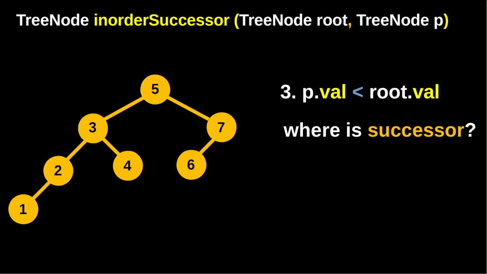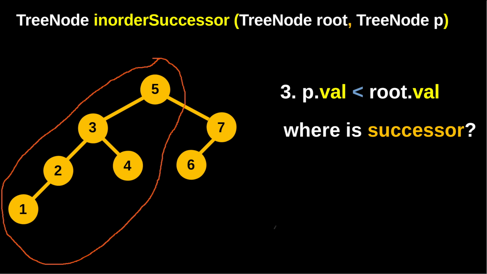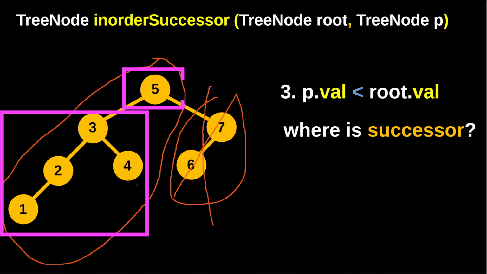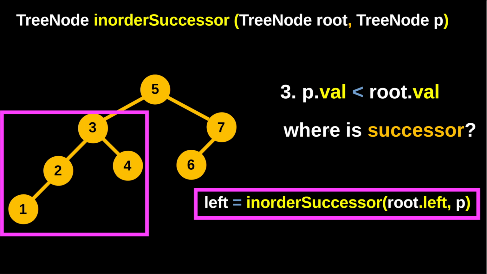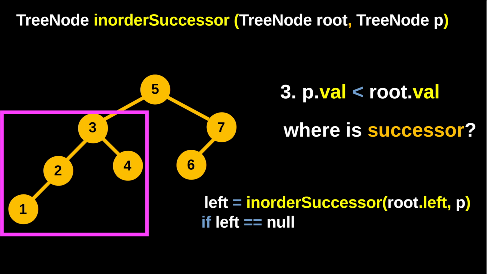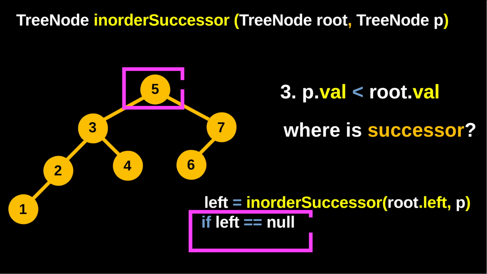For scenario 3, the value of P is less than the value of root. So where is the in-order successor here? Well, it should be in this part of the tree, including the root. For example, if you're looking for the in-order successor of 3, then it's 4. If we're looking for the in-order successor of 4, then it's the root itself. Hence, we can discard this part of the tree and focus on the left-hand side of the tree and the root node. On the left-hand side, we can break this into two parts: the left subtree and the root node. Now, one can imagine we can use the same in-order successor function and search for the successor in the left subtree. And if we don't find the in-order successor there, we know the in-order successor must be the root node.